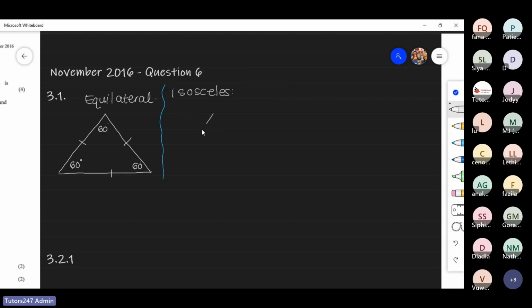So, like I mentioned previously, an isosceles triangle has 2 equal sides, 2 equal angles. So we put 2 strokes indicating that 2 sides, 2 angles are equal. So this angle will be equal to this angle. Whereas in an equilateral triangle, all 3 angles are equal. Let's have a look at our third type.